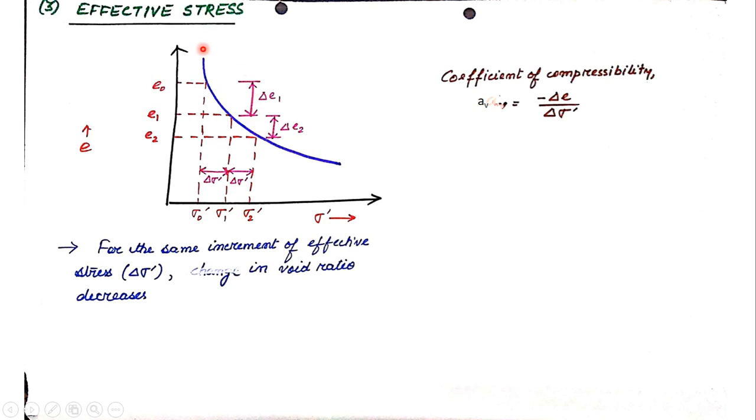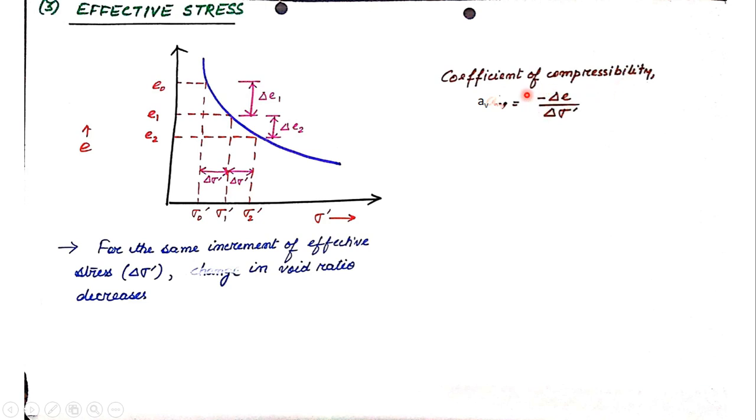Now for this curve, if I try to calculate the slope, then the slope of this line is termed as coefficient of compressibility, which is denoted by av. And what will be the slope of this line? It will be del e, which means decrease in void ratio, divided by del sigma dash. What is del sigma dash? It is the increase in effective stress. So del e by del sigma dash gives you the coefficient of compressibility.